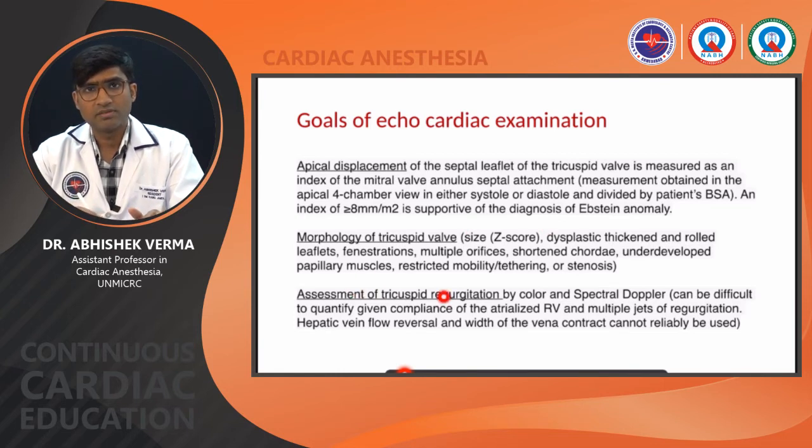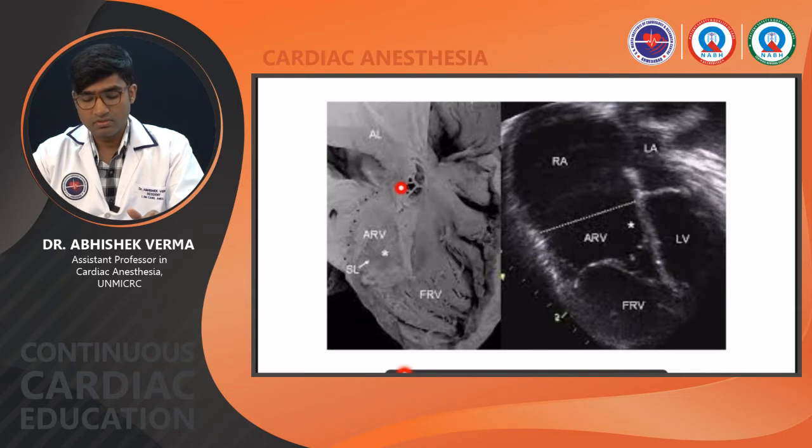Then assess the tricuspid valve regurgitation by color and spectral Doppler. See, this diagram shows it very well. This is the atrialized right ventricle, the septal leaflet, and this is the functional right ventricle. The septal displacement from the AML to the septum is more than 8 mm per meter square of body surface area, and this is the RA. We measure the whole size, and if we calculate the GOSE score, we can also gauge the prognosis of this patient.